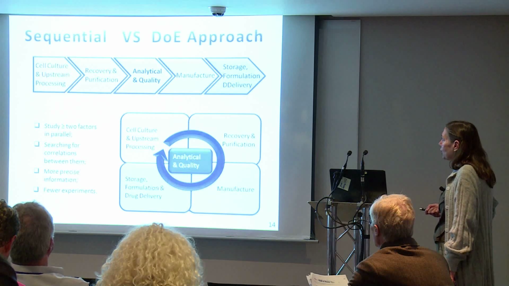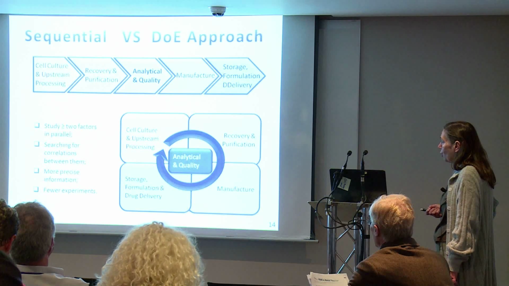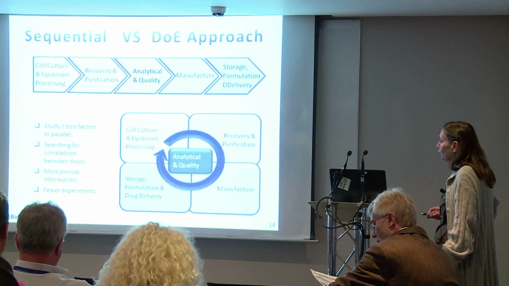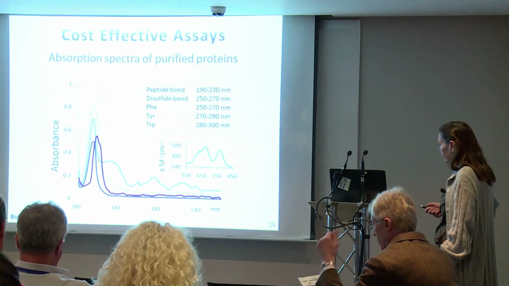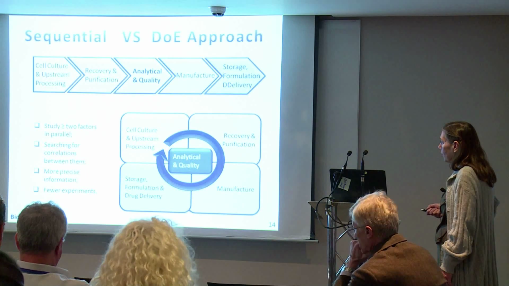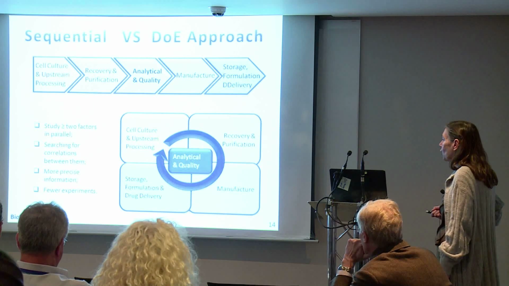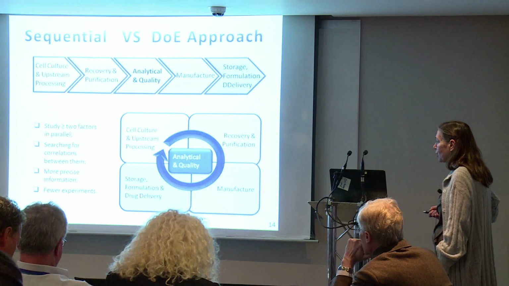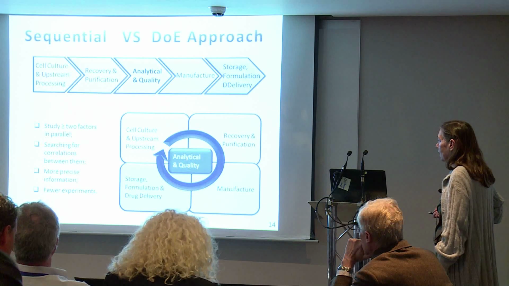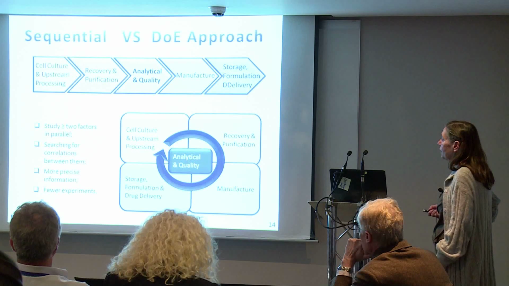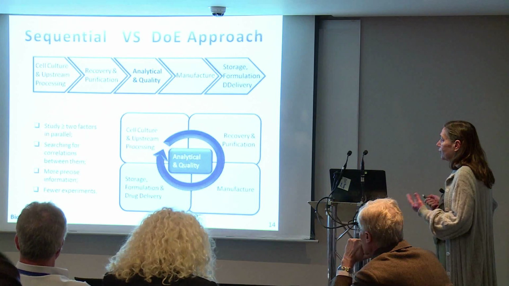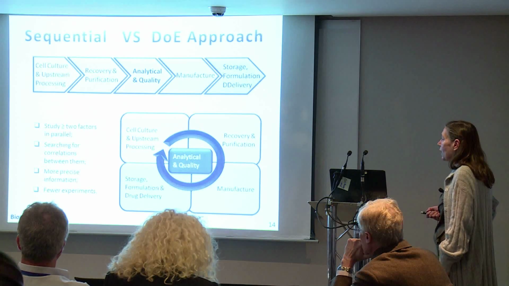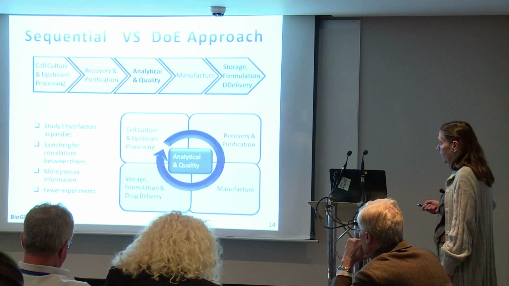The big advantage of the design of experiment approach, where we study more than two factors in parallel and search for correlation between them, is to get more precise information with fewer experiments and integrate all the studies and data in one. Analytical and quality should follow all the steps in the process.